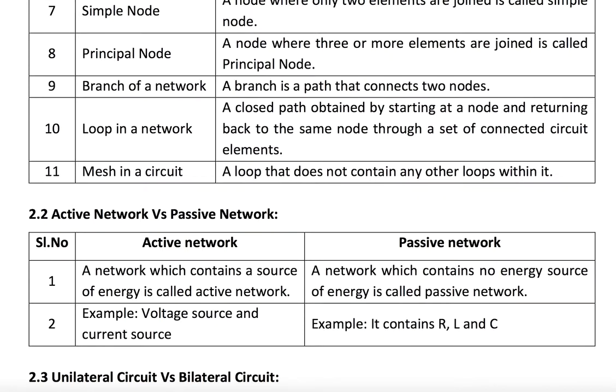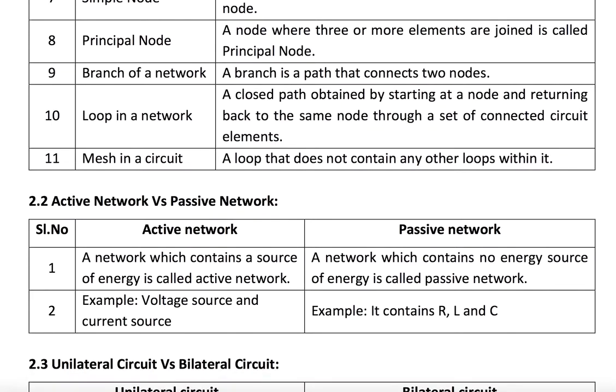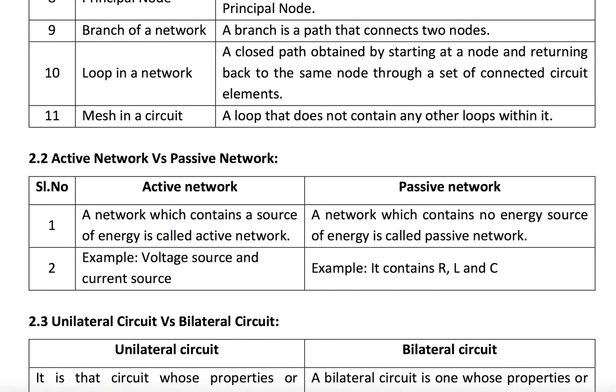Then what is a mesh? A loop that does not contain any other loops in it is a mesh. You can also call it an independent loop. Sometimes people call it an independent loop, and that is also correct. So mesh is also called an independent loop.